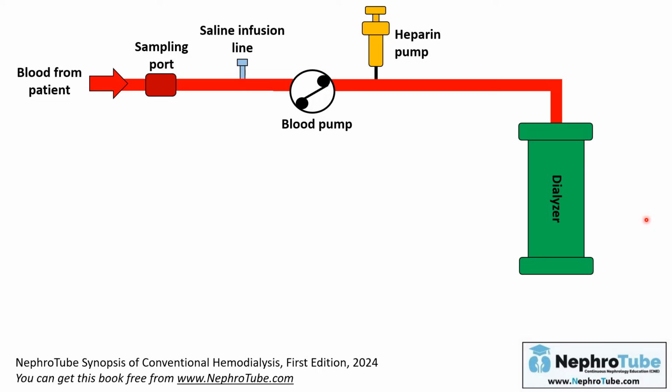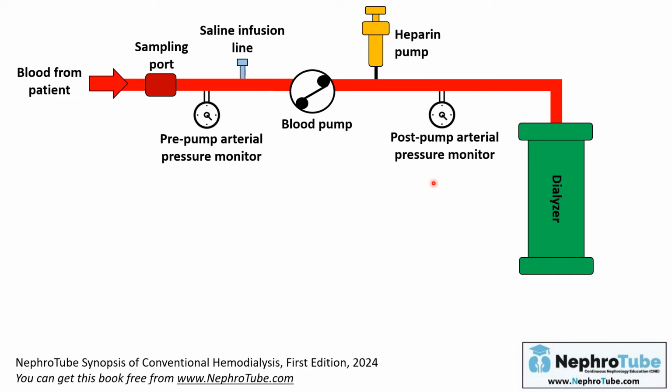In the arterial line, there are two monitors for arterial pressure. One of them is pre-pump. It is called the pre-pump arterial pressure monitor. It is present between the vascular access of the patient and the blood pump. So it is present here between the vascular access and the blood pump. Another pressure monitor is called the post-pump arterial pressure monitor. It is present between the blood pump and the dialyzer.